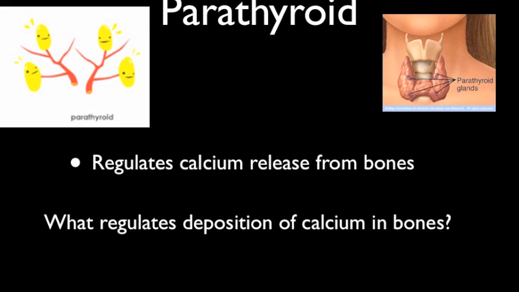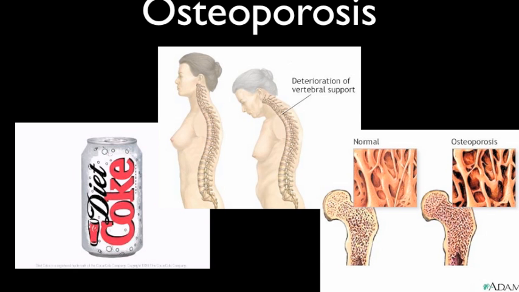The parathyroid regulates the release of calcium from your bones. What organ did we just say regulates the deposition of calcium in bones? The thyroid. If you do not have enough calcium in your bones, you have osteoporosis. You can see here what a normal bone looks like versus what a bone with osteoporosis looks like. If you drink soda like it's water, you can actually cause yourself to develop osteoporosis.